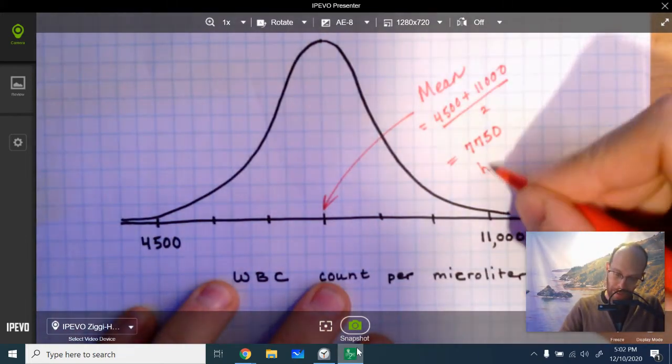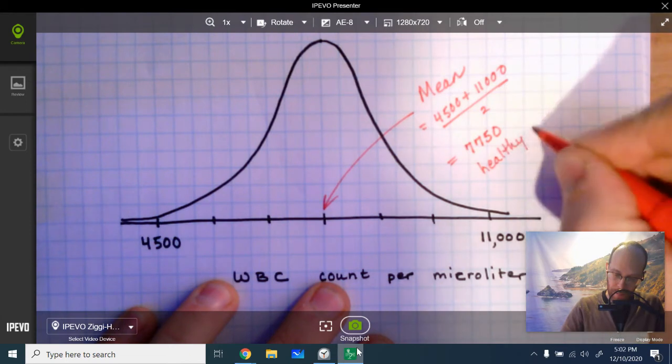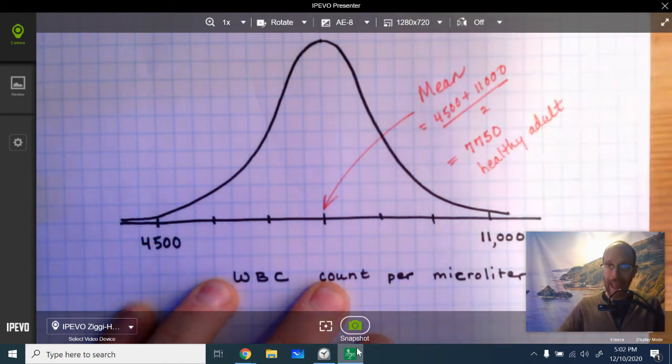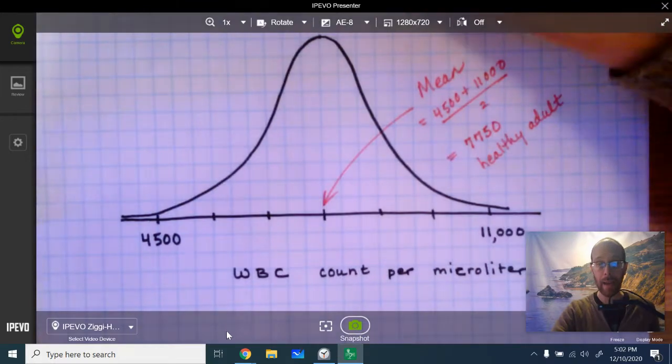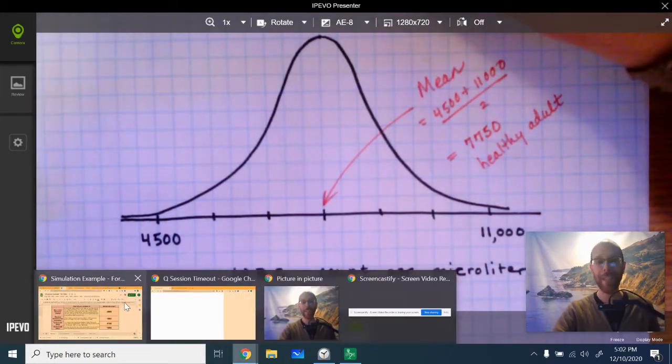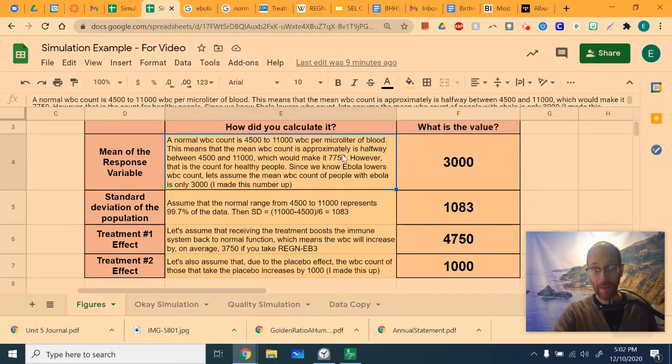Now keep in mind that this is for a healthy adult. And in my experiment, everybody's got Ebola. So they are definitely not healthy, right? So what I decided to do is I said, since we know Ebola lowers white blood cell counts, let's assume the mean white blood cell count of people with Ebola is only 3,000. And I made that number up, but I picked it because it is below the normal range, and I know how much below the mean that I want it is.